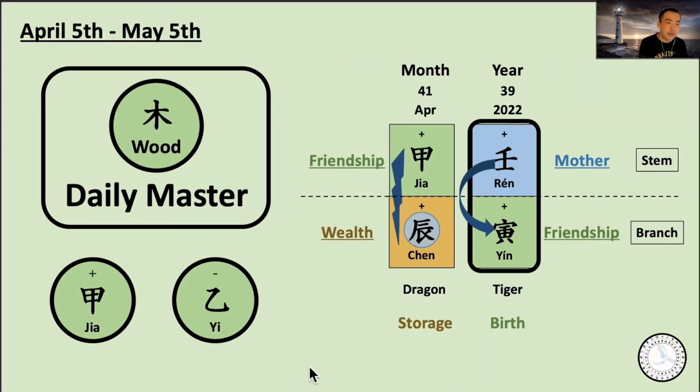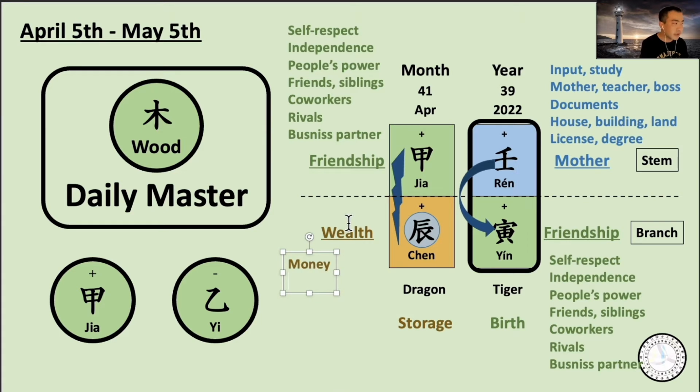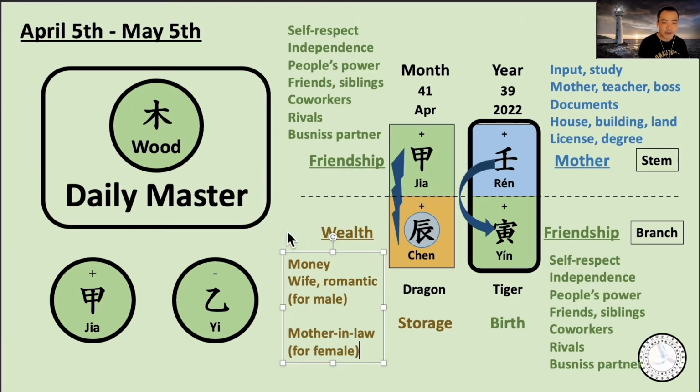And now there comes April, the Jia wood, Chen earth dragon. Please tell me if it's too complicated. Wealth means money, and it could be wife or romantic relationship for male. And I don't know if it applies to you guys or not, but it is mother-in-law for female.